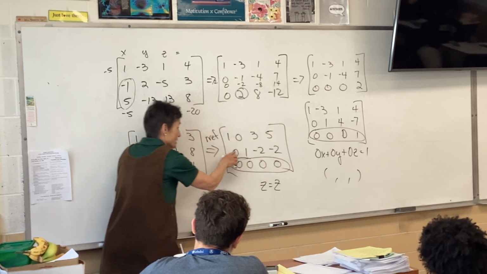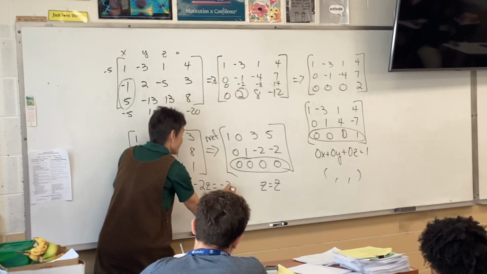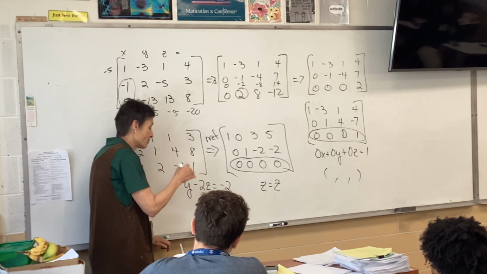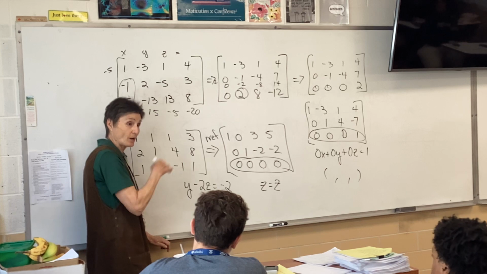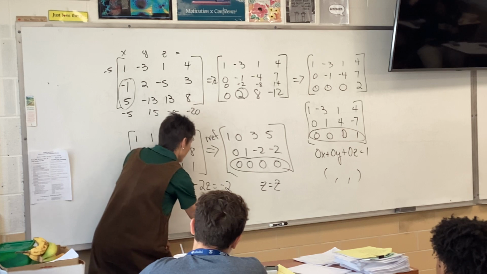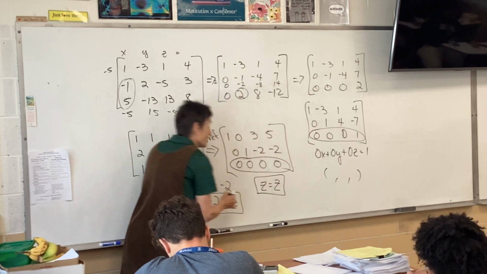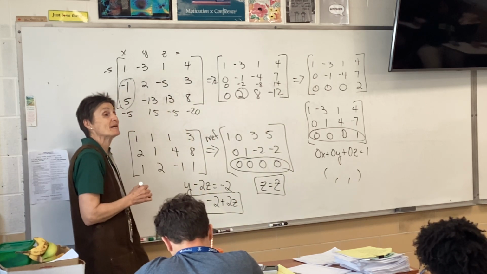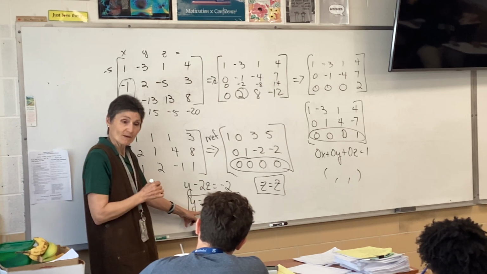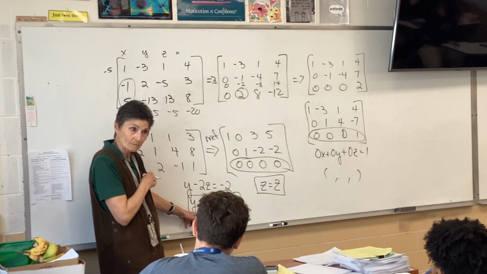What does this row say? y minus 2z equals -2. If I knew what z was, could I find y? Yep, but as it is, all I can say is -2 plus 2z. That's why I can't do any better than that, because I don't know what z is. z could be anything. If you let z be 5, you would get a y value, but if you let z be 4, you would get a different y value, right?